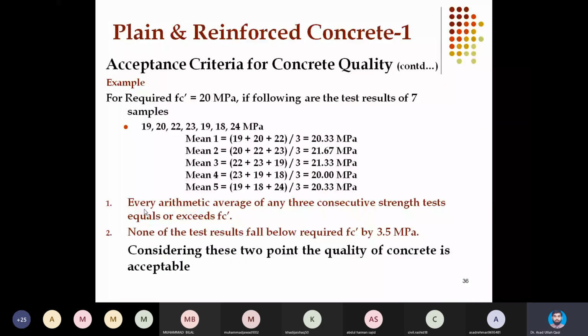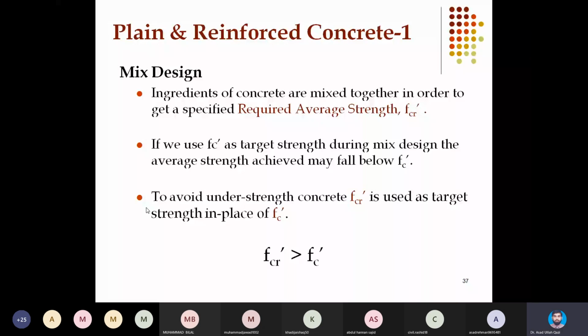And there is one example also given for your reference, that how you will accept or reject concrete at site. If the strength test results reveal that the required strength is not achieved at site, so how you will carry out the testing? What are the code guidelines? All are explained in these two or three slides, which will be also explained to you in lab portion. And concrete mixed design is also one of the topics in our lab portion.